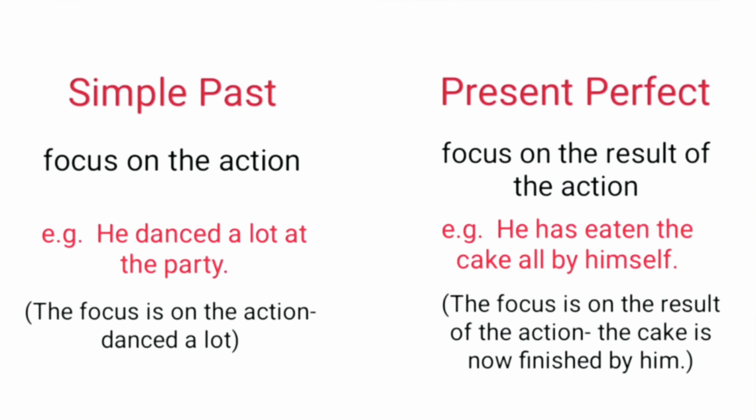In present perfect, the focus is on the result of the action. For example, he has eaten the cake all by himself. Here, focus is on the result, that is, the cake is now finished by him.